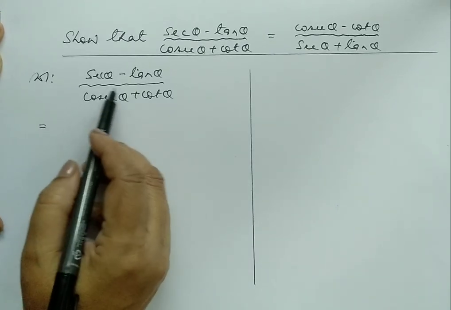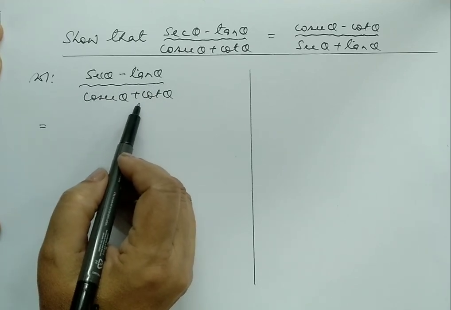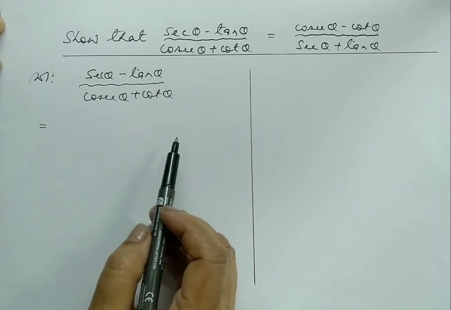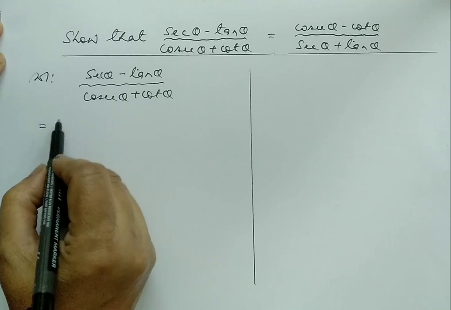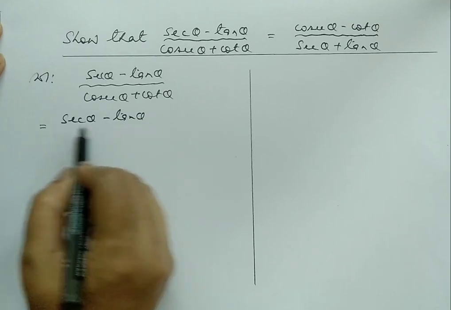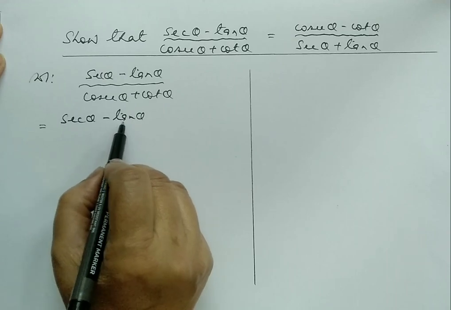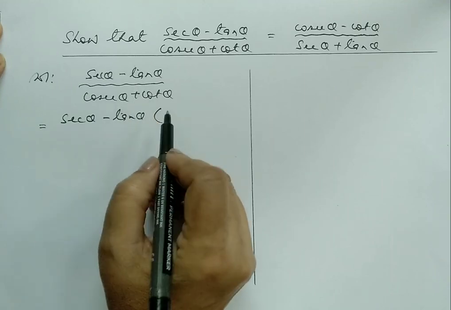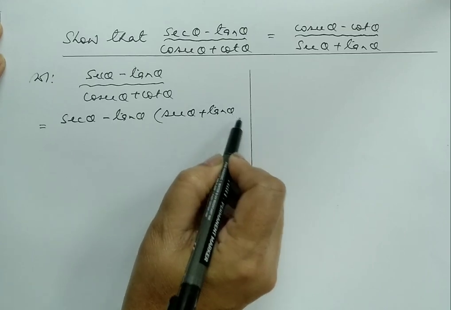So here we have (sec theta minus tan theta) over (cosec theta plus cot theta). So this is the left hand side of the equation, correct? So my first step would be, this is already there. We need to multiply with the positive sec theta plus tan theta, both the numerator as well as the denominator. Got it, guys?